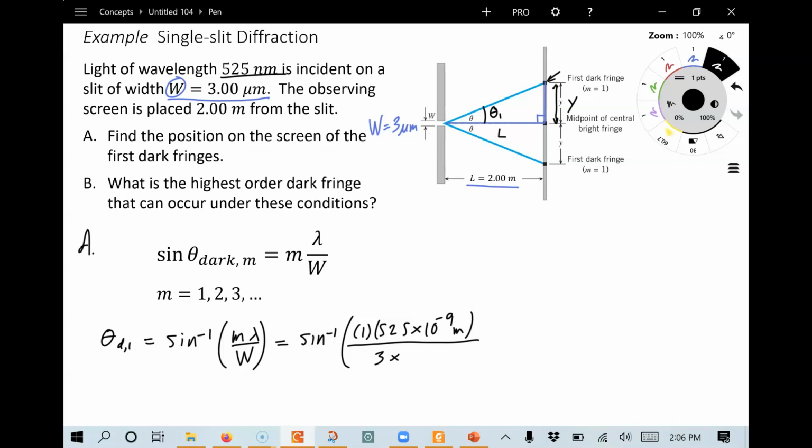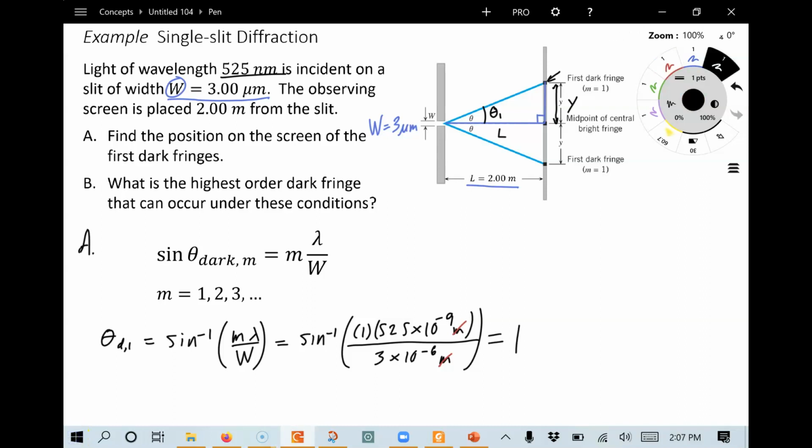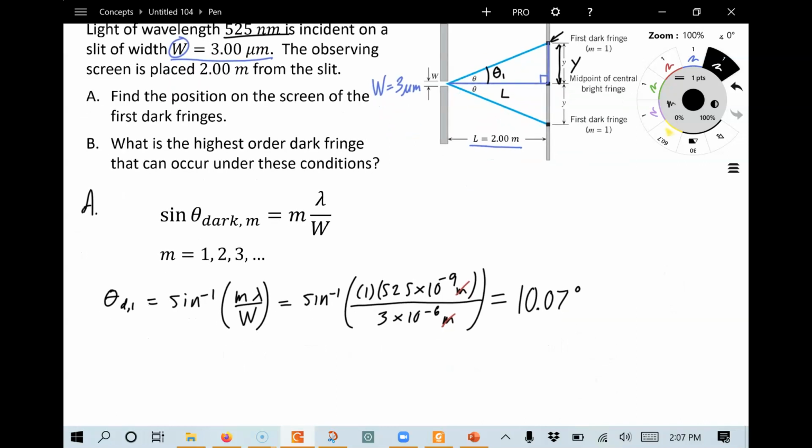That's 3 times 10 to the minus 6th meters. Our meters are going to cancel out, which we need. No more length units. We're good. Put this into the calculator, and we get a value equal to 10.07 degrees. And now we can use the geometry of the right triangle there to figure out what Y is.